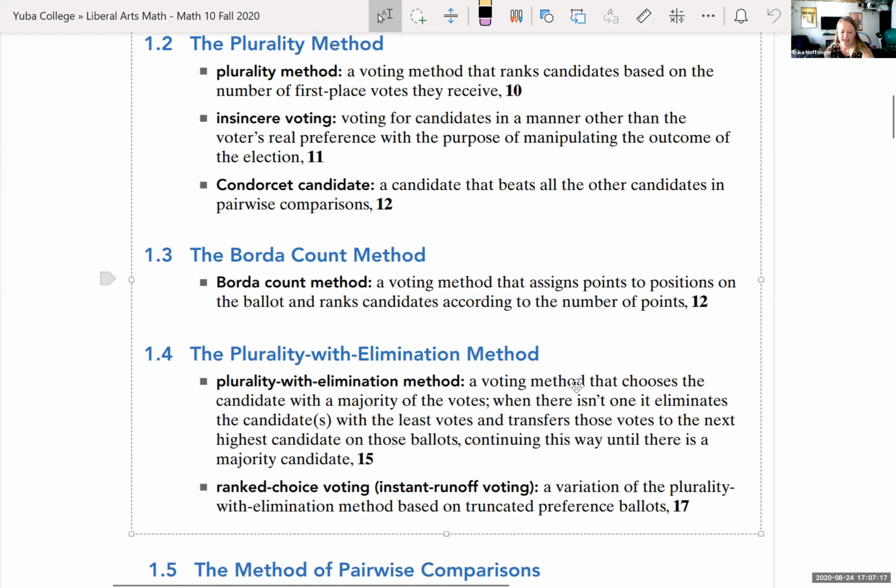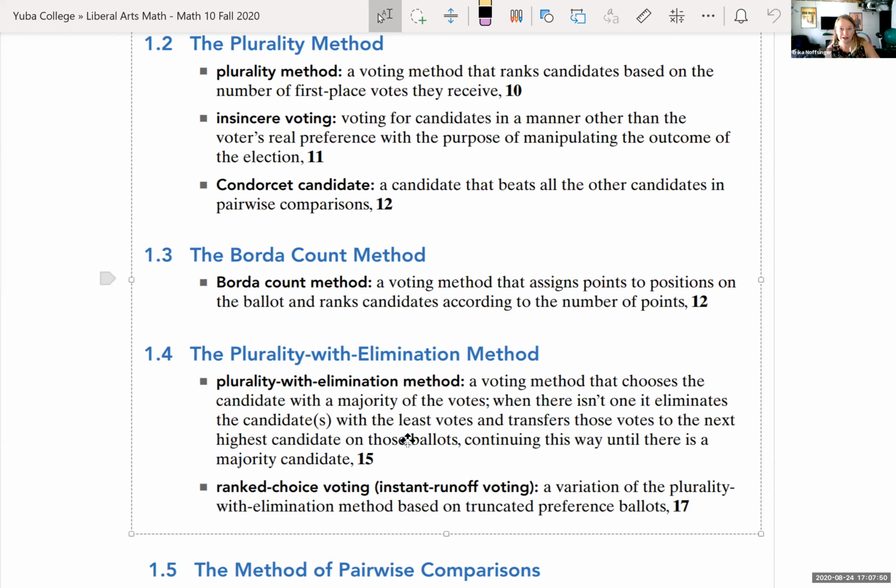And today we want to look at plurality with elimination. And so let's just read what that is. So it's similar to before. Plurality with elimination is a voting method that chooses the candidate with the majority of the votes. When there isn't one, it eliminates the candidates with the least votes and transfers those votes to the next highest candidate on the ballots, continuing this way until there's a majority candidate. So recall you won.